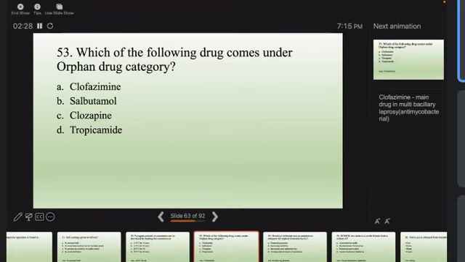Amphotericin B. Amphotericin B is an antifungal agent which we use. It is not an orphan drug. Can you give me an example for an orphan disease? What is a very rare disease? Rare disease.